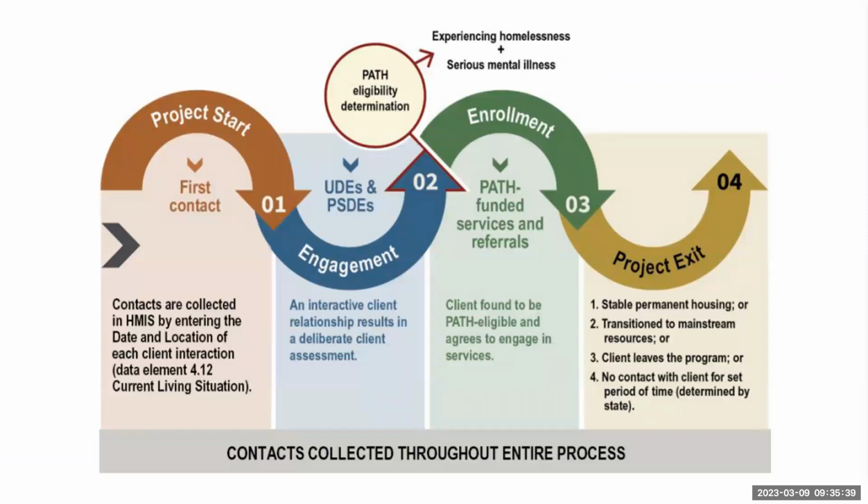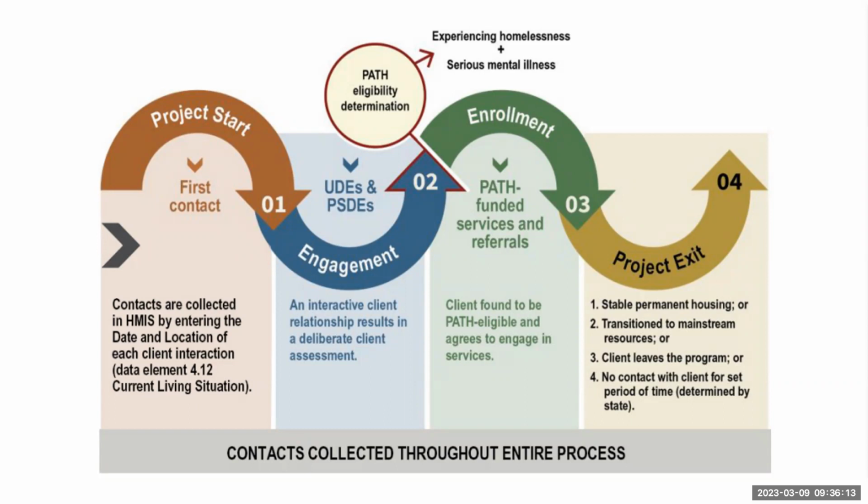And this is just a quick graph, or really flow, of what PATH programs and eligibility and PATH data entry is for you in the system. So there is a project start date, which is usually the first contact you have with a client. Contacts are collected in HMIS by entering the date and location of each client interaction through the current living situation. Then you have the engagement phase where you collect your universal data elements and your program specific data elements.